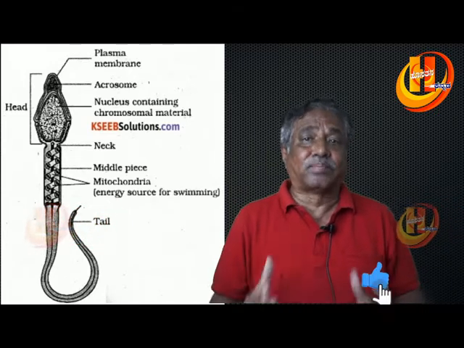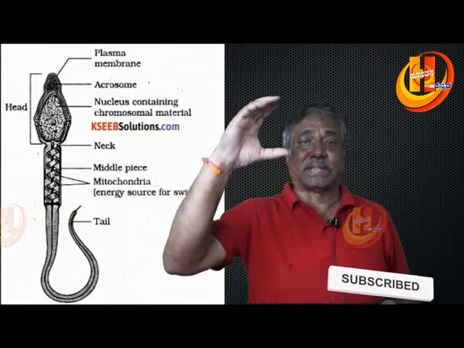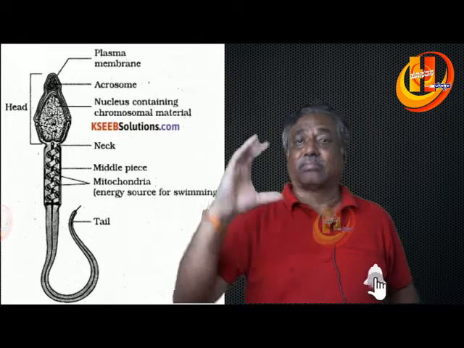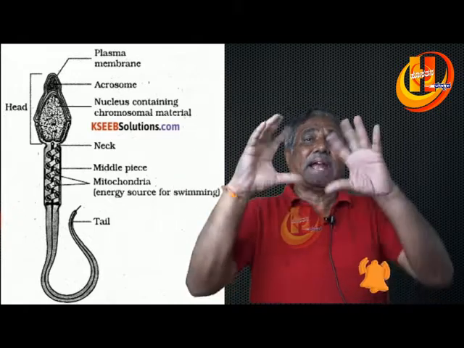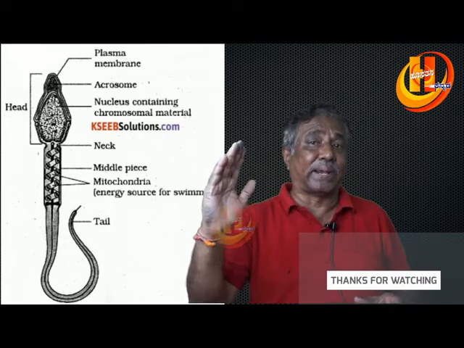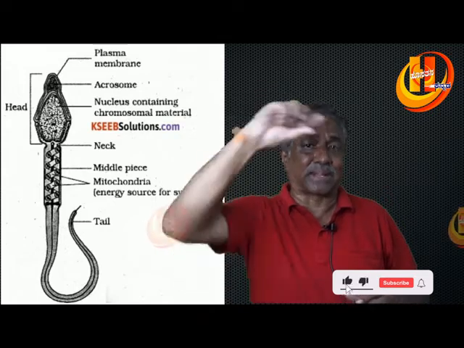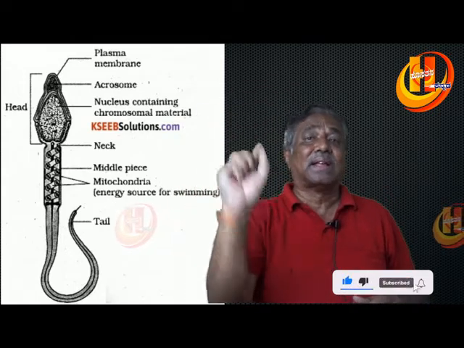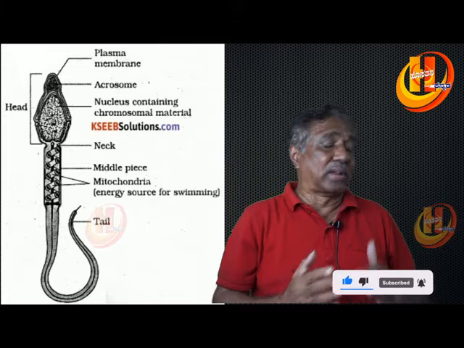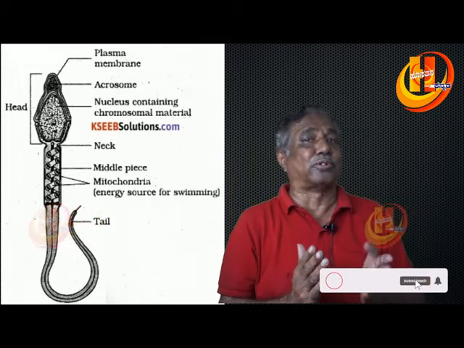So a matured human sperm consists of three major parts: head, middle piece, and tail. The head consists of the acrosome. The acrosome contains the enzyme hyaluronidase, or zonalysin. The acrosome is a cap-like structure, and the nucleus consists of a haploid number of chromosomes, that is 22+X or 22+Y.